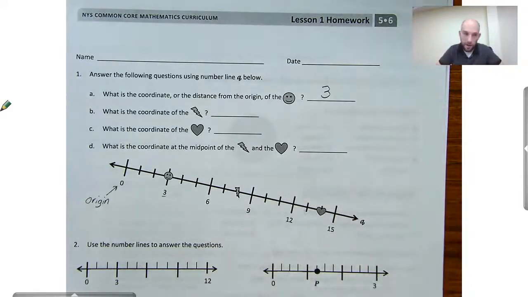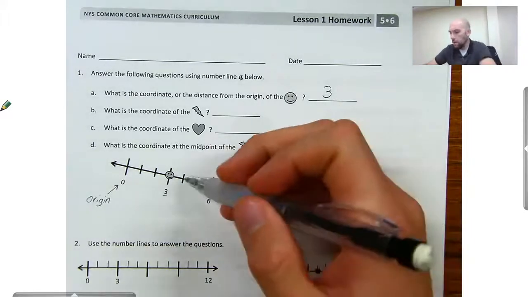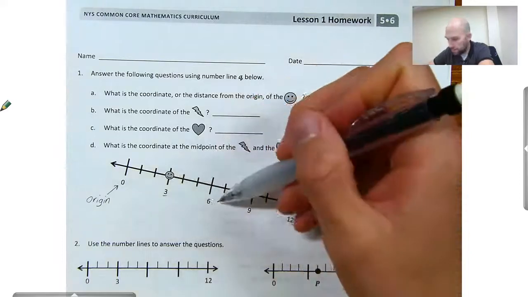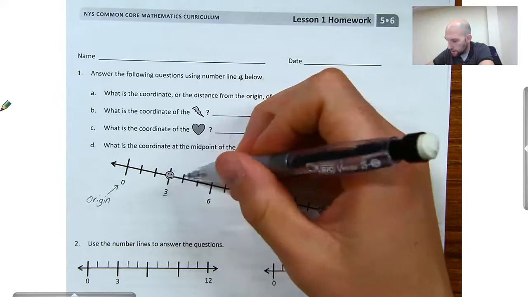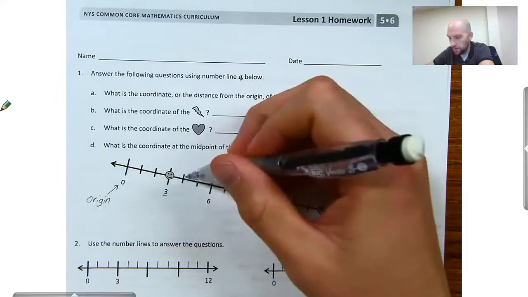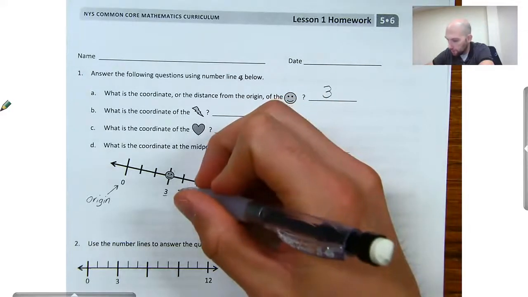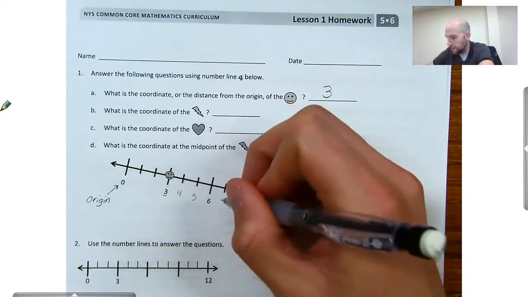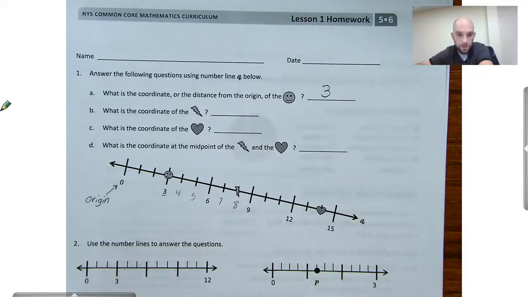Now the next one, letter B, says, what is the coordinate of the lightning bolt? Well, there's no number here where the lightning bolt is, so we're going to need to figure out what coordinate that represents. If we have 3 here, and then 6, and then 9, it looks as though we're counting by 3s. So we have 3, well, 4, 5, 6, so it looks like each one of these small ones represents 1. So this is 4, this is 5, that's 6, this is 7, and this is 8 right here. So our lightning bolt is going to fall right at 8.